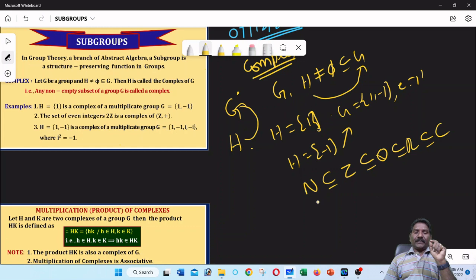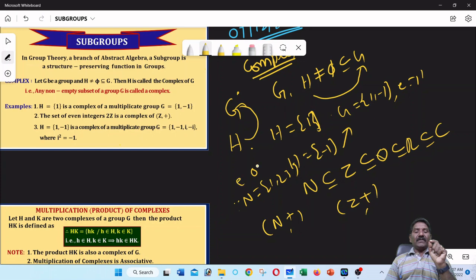We know that Z under addition is a group. Z is a group with respect to addition. So N is not a group. N under addition is not a group, since N is the set {1, 2, 3, and so on}. This set N does not contain the element 0. Additive identity e equals 0 does not exist in N. Then N under addition is not a group.